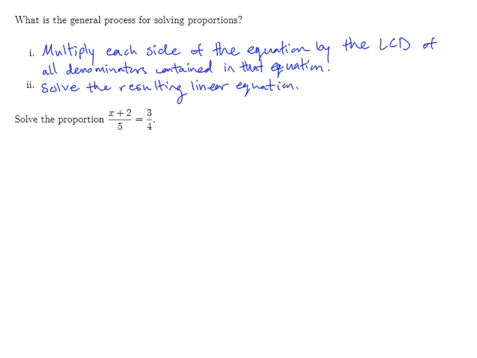We're told to solve the proportion which has the quantity x plus 2 divided by 5 equal to 3/4. So looking at that, this is quite similar to a linear equation we've solved previously that simply contained fractions. If we look at the LCD of those denominators, it'll be 4 times 5, which is 20, coming from the fact that 4 and 5 have no common factors. So I'll write out that original equation. So x plus 2 over 5 is equal to 3/4. And then in my next step, I'm going to multiply each side by 20.